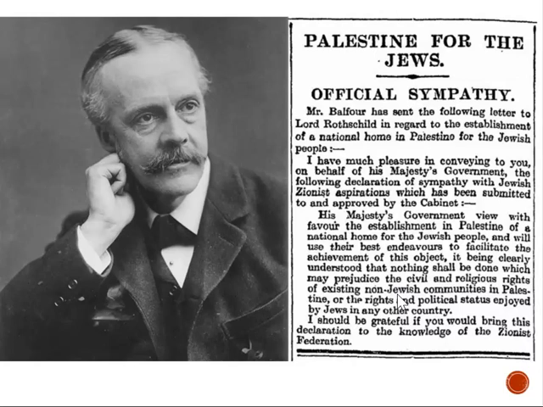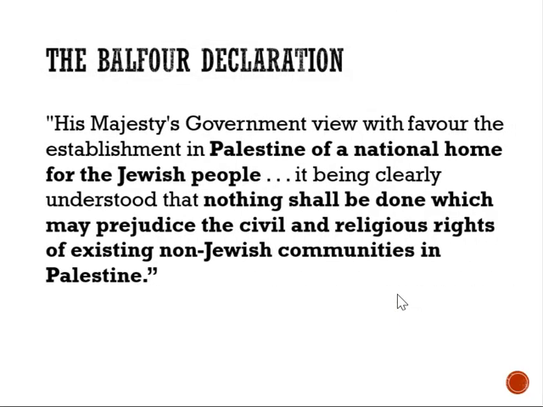So it's interesting. It sets up really something that most people see cannot happen. How can you establish a homeland, a Zionist state, and have people move into an area and have that not affect the people that are already living there? Okay, so this is again part of the problem of this whole thing. You see the statement, clearly understood nothing shall be done which may prejudice the civil and religious rights of existing non-Jewish communities.